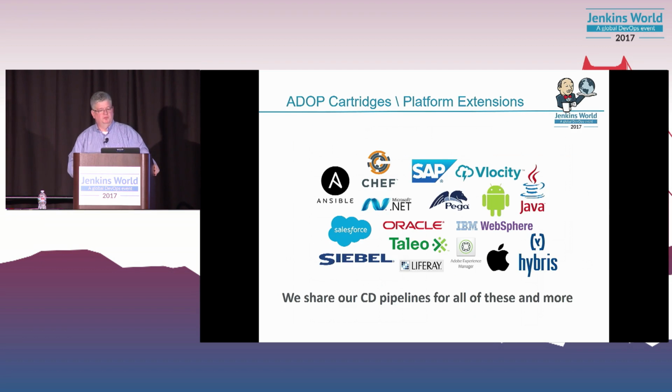Some of the platform extensions and ADOP cartridges we have out here, this isn't a complete list. This is just a handful of ones we have out there. We have Ansible and Chef for your platform extensions. Some of the cartridges we have out there are SAP, Hybris, Siebel, and Salesforce. These give you a great way to get in and understand how to do DevOps in these technologies very quickly. And if you can see here, the theme is being able to share and reuse this as we go.